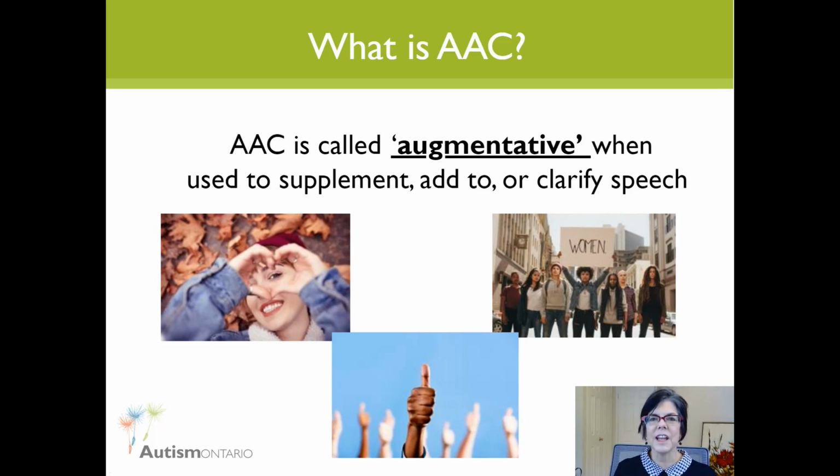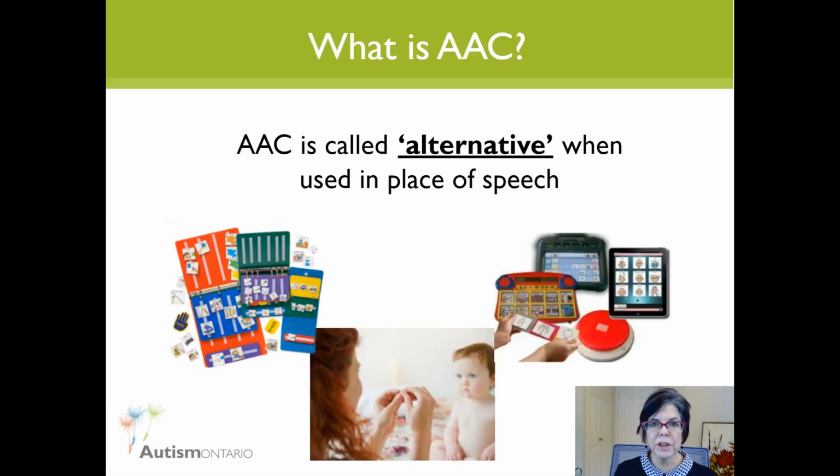So what is AAC? AAC is called augmentative. There are two types, augmentative and alternative. It is called augmentative when it's used to supplement or add to or clarify your spoken message. So things like eye contact, gestures, facial expressions, and things that we do when we're commonly interacting with others. AAC is alternative when it's used to replace spoken language. And the images you'll see are like picture exchange communication system, sign language, or some high-tech devices.